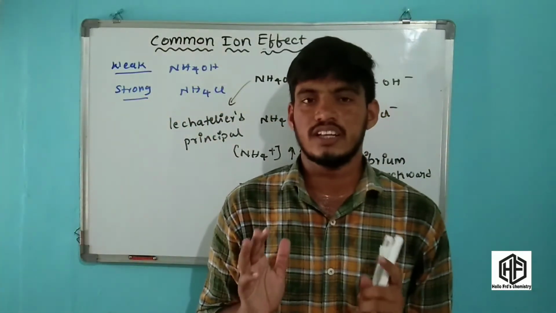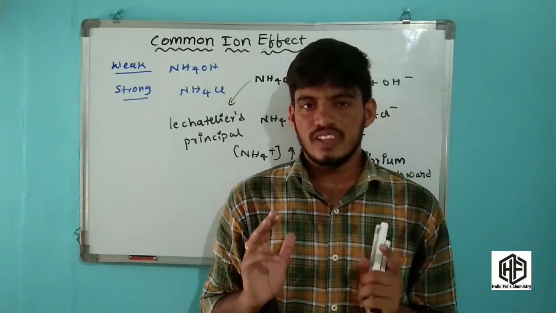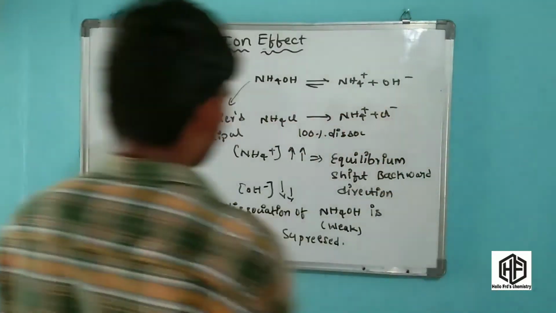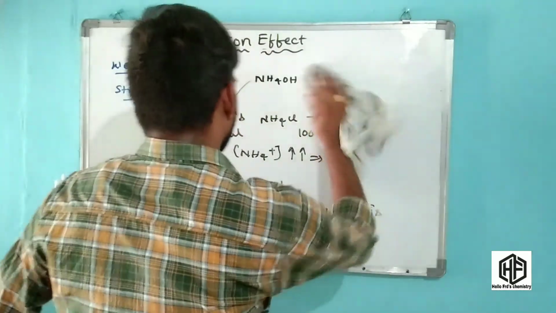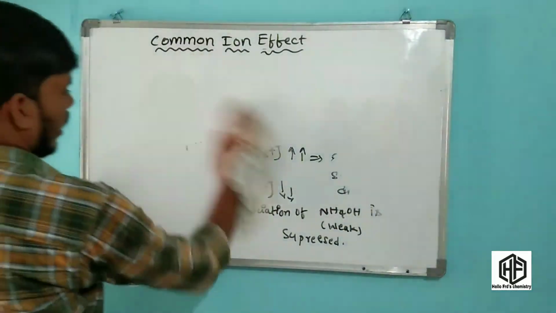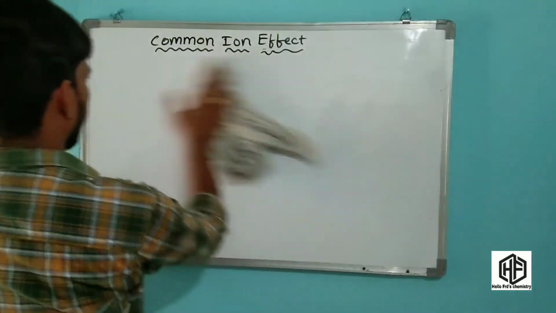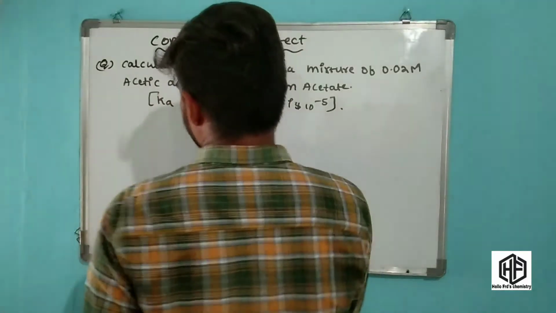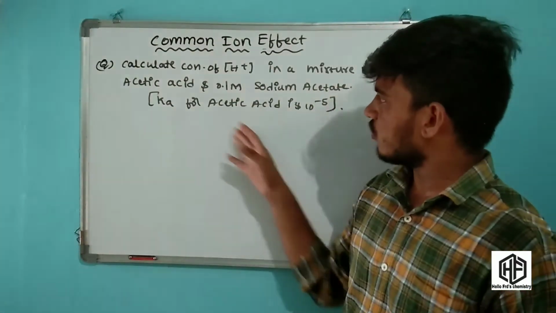Now one more important numerical problem. This is clear, friends. How to solve the numerical problems on this common ion effect? Now one more important example. Friends, this is the question. What is the question, friends?